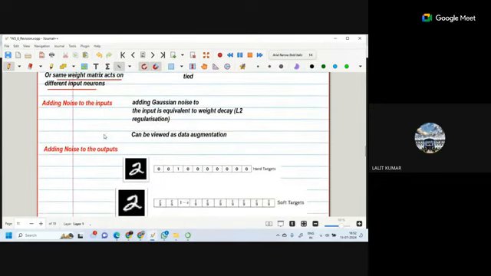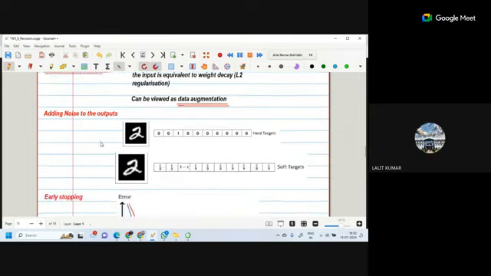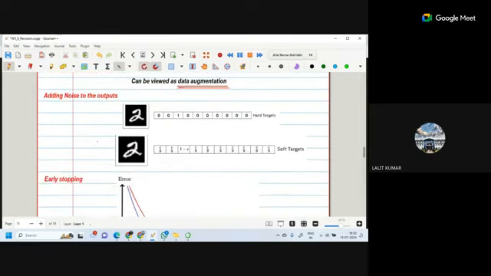Another regularization technique is we add noise to the input. This is very similar to the data augmentation which we just saw: instead of overfitting on the existing data, we add noise to it so that the model doesn't overfit. Then there is adding noise to the outputs. Instead of having a hard target, for example 0, 1, 2, for 2, what we do is add some noise everywhere and subtract some of that noise from here. So this also acts as a regularization technique.